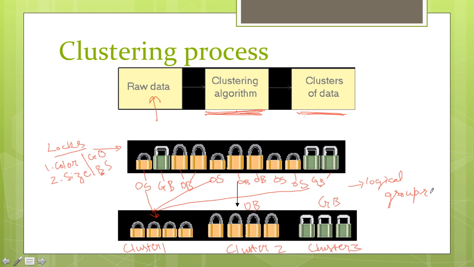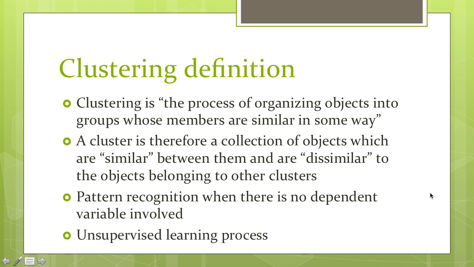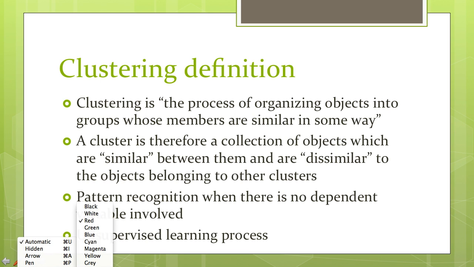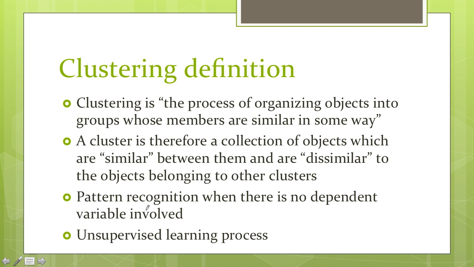Now let's go back to some of the definitions. They might make a little more sense now. Let's read that again. Clustering is a process of organizing objects into groups whose members are similar in some way. A cluster is therefore a collection of objects which are similar among them and are dissimilar to the objects belonging to another cluster. The important points are these two points.